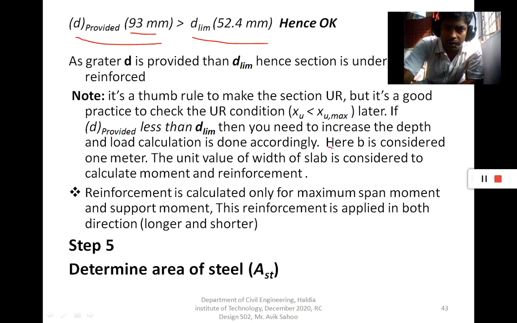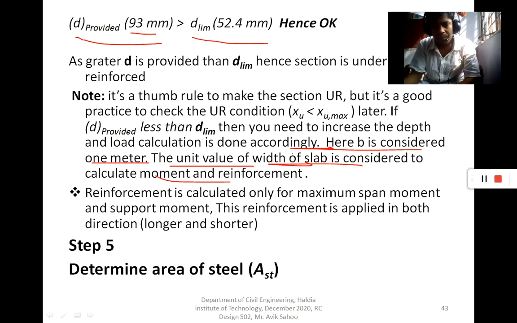Here b is considered 1 meter. The unit value of width of slab is considered to calculate moment and reinforcement. So this point you note: in a slab the moment and reinforcement are calculated per meter width, and the unit value of width is considered.